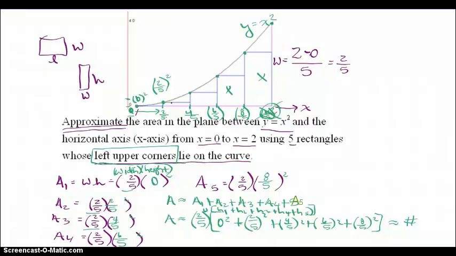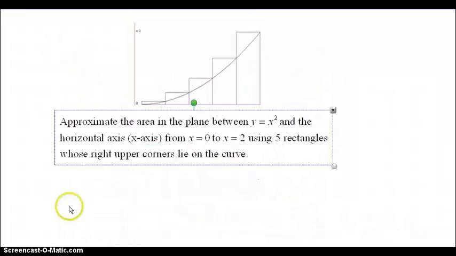So we're beginning to see how we could approximate the area in the plane using left endpoints, right endpoints, and we'll see here in a minute we could even do it with midpoints. So let's work this example. Approximate the area in the plane between y equals x squared and the horizontal axis. Again, here's the x-axis. From x equals 0 to x equals 2, again, we're using 5 rectangles.